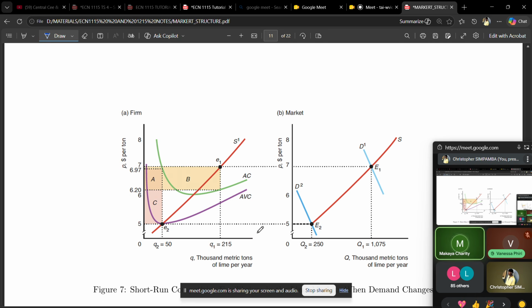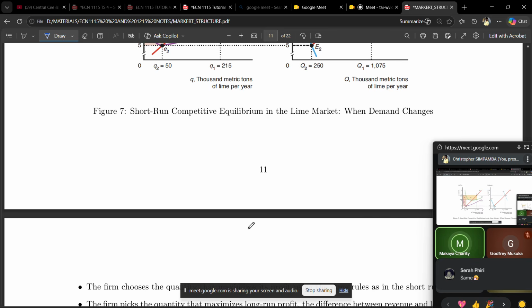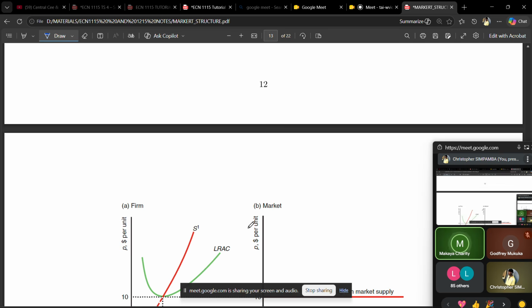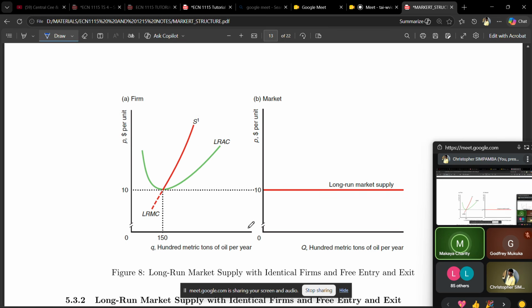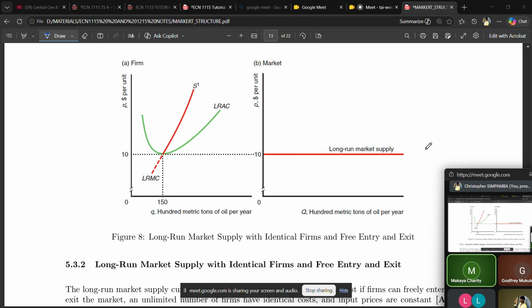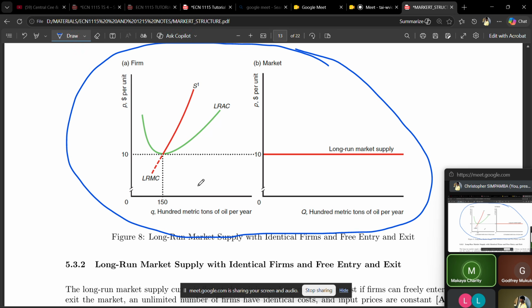But I feel like this may help someone. So, in the long run, like how I put it, we've got both factors to be variable. So the long run supply curve is just the long run marginal cost above the long run average cost. It's similar to the one that you drew in the short run supply curve. The only difference is that for the short run supply curve, we're going to call it MC and ATC, but in the long run, we're going to say long run marginal cost and long run average cost.